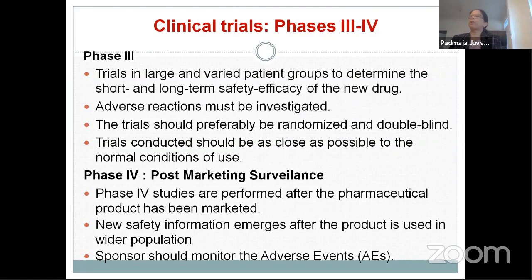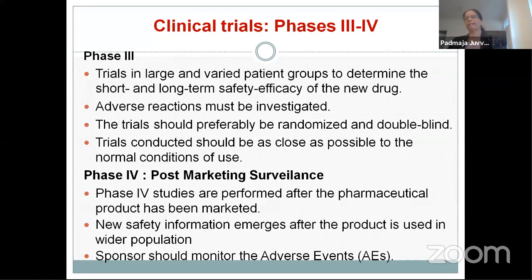And these trials are preferably randomized and double-blinded. This is again to ensure that we are not biased with the results. Again, I'll go into the definitions of what randomized and double-blind is in my next slides. And the other requirement or expectation with the phase 3 trial is it should be conducted as close as possible to the real world.